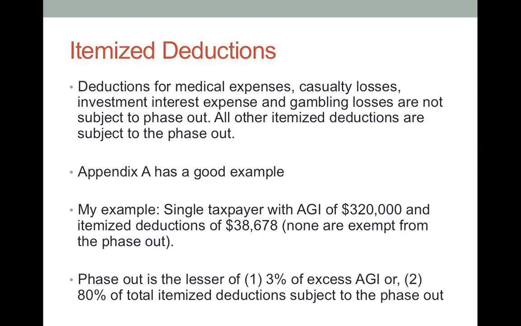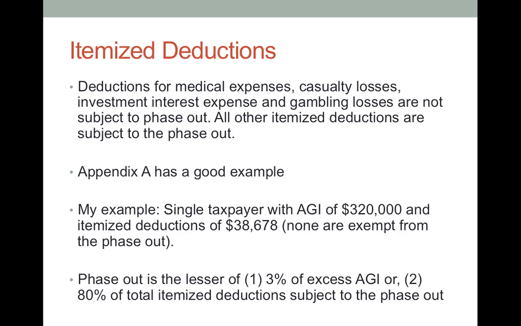Only some itemized deductions are not subject to the phase-out. Do not worry about this for the exam. If this is on the exam, all of the expenses that I give you, you can assume that they're all subject to the phase-out. But in reality, medical expenses, casualty losses, investment interest, and gambling losses, for some reason, aren't subject to the phase-out. I really don't know why. Maybe people in Vegas have good lobbyists that are looking out for them. Okay, I'm not sure why.